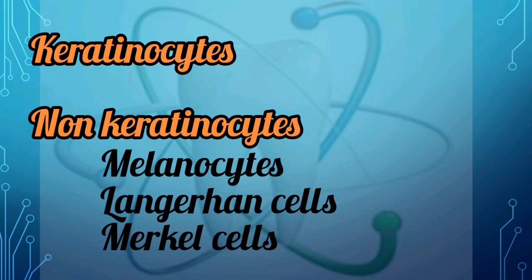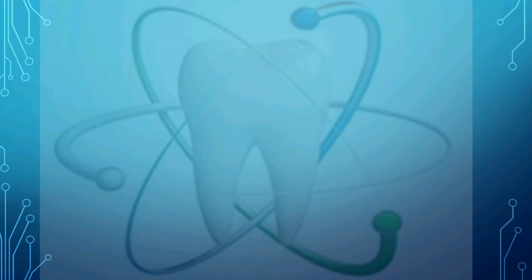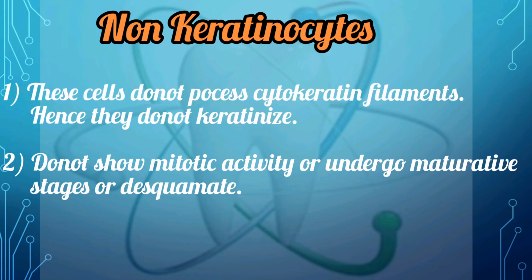These cells are keratinocytes, non-keratinocytes, melanocytes, and Langerhans cells. As the name suggests, keratinocytes are epithelial cells that synthesize keratin, and its characteristic intermediate filament protein is cytokeratin. The epithelium contains a smaller population of cells that do not possess cytokeratin filaments and hence they do not have the ability to keratinize. This group of cells is termed as non-keratinocytes.